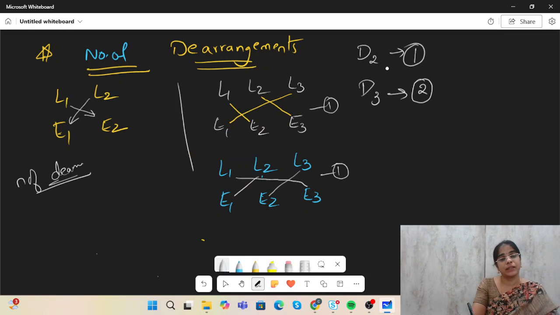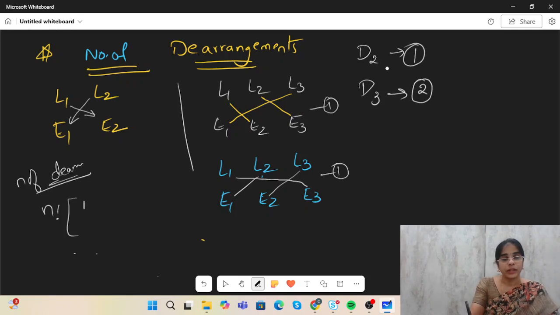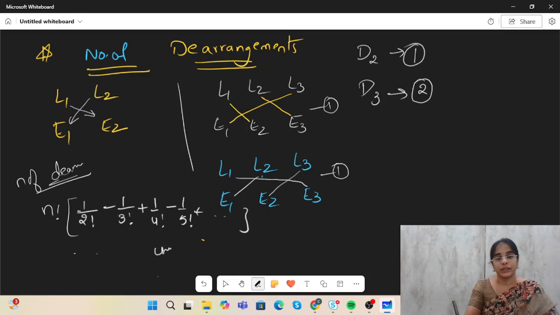Suppose we are taking n things. That is n factorial into 1 by 2 factorial minus 1 by 3 factorial plus 1 by 4 factorial. You keep on going that way. Minus 1 by 5 factorial plus so on until you reach n factorial.